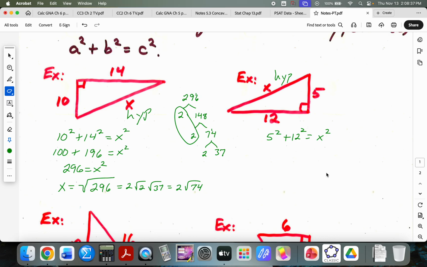Terrence, you with this? So that's going to be 25 plus 12 squared is 144 is equal to x squared. Add these together, that's 169 is equal to x squared. So x is the square root of 169. 13? Exactly. It's 13. This is the other reason why you need to know perfect squares, because sometimes it comes out to be a whole number.